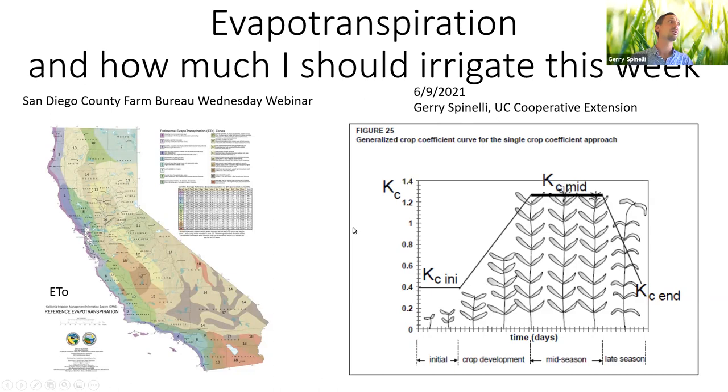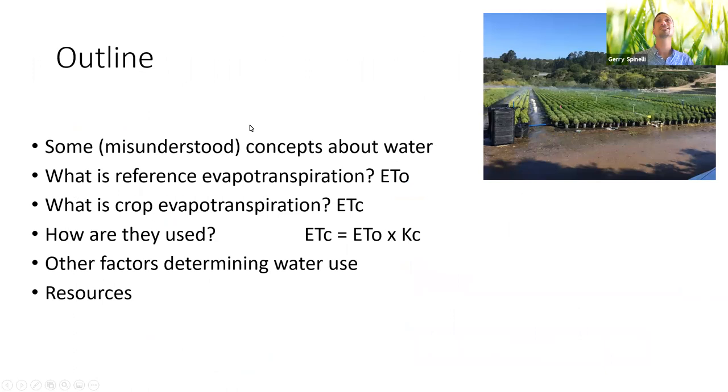I'm going to first start with one slide that some of you may have seen already. Forgive me for boring you again with this, but many folks get these concepts wrong, and so I really need everybody to be on board with those. Then I'm going to define reference evapotranspiration and crop evapotranspiration, again called ETo and ETc. I'm going to talk about how we can use them for our purposes, that is deciding how much we want to irrigate. And then I'm going to talk about some other factors that determine how much water we use in our operation.